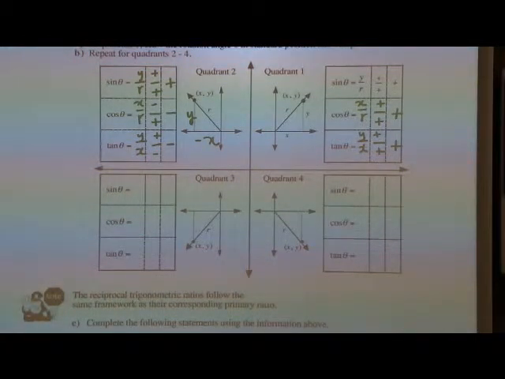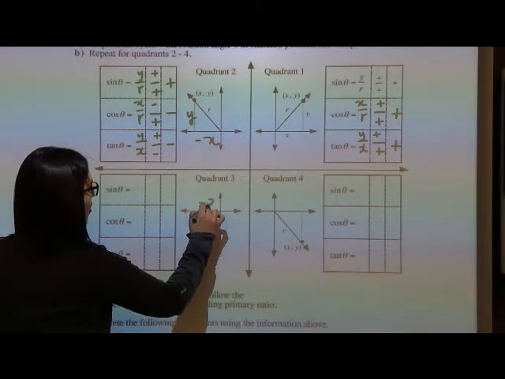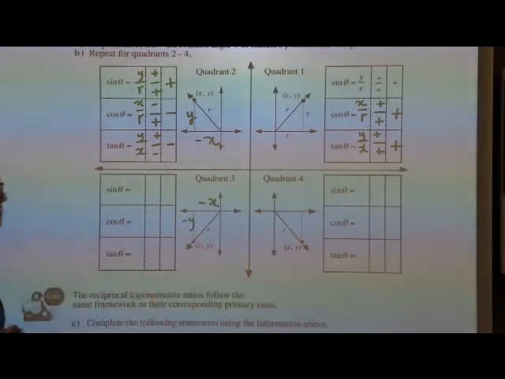In the third quadrant, both my x and my y values would be negative. So of my 3 trig functions, which ones are negative values?